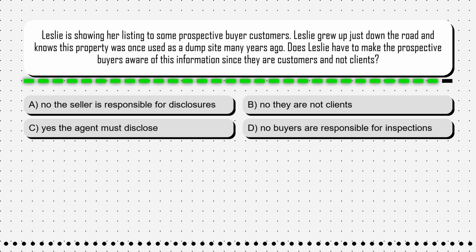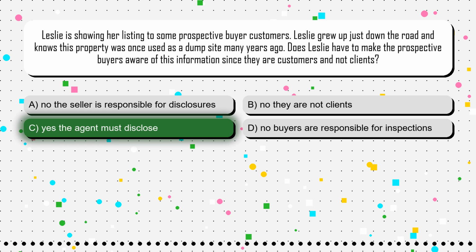Question 48. Leslie is showing her listing to some prospective buyer customers. Leslie grew up just down the road and knows this property was once used as a dump site many years ago. Does Leslie have to make the prospective buyers aware of this information since they are customers and not clients? Option A, no, the seller is responsible for disclosures. Option B, no, they are not clients. Option C, yes, the agent must disclose. Option D, no, buyers are responsible for inspections.